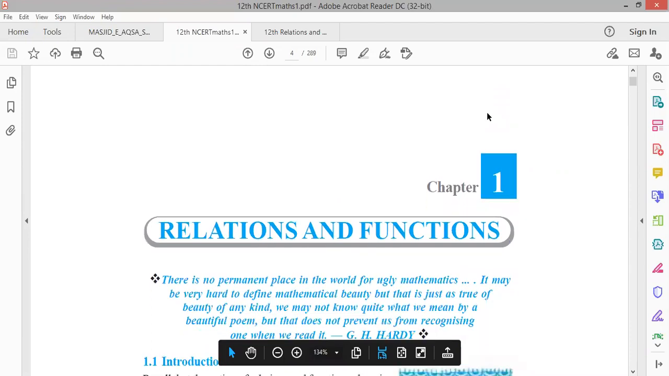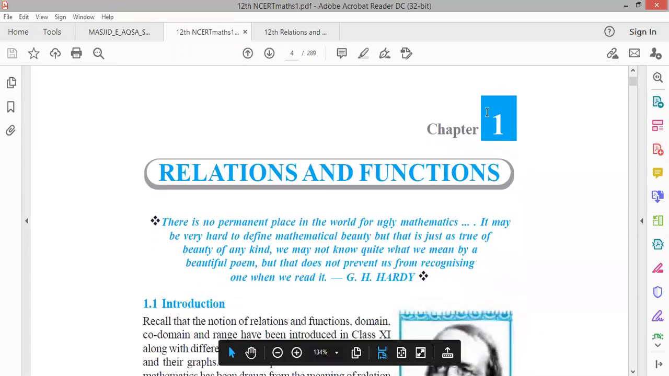Before going to the chapter, I would like to recall the basics from class 11th. I hope that you are well aware of the definition of sets, a well-defined collection of objects, and operations on sets. There are different operations on sets: union, intersection, complement, and all those operations we have gone through in class 11th.